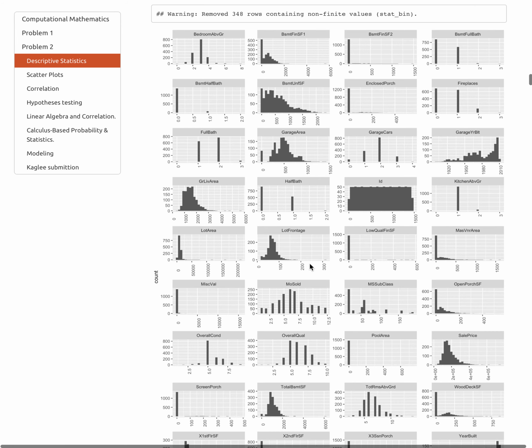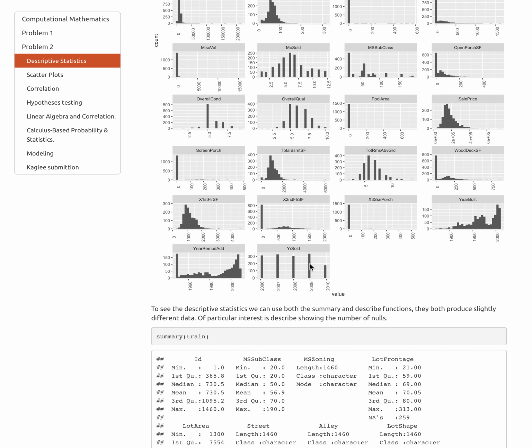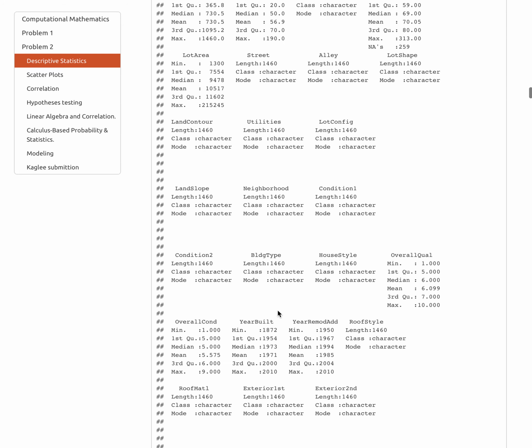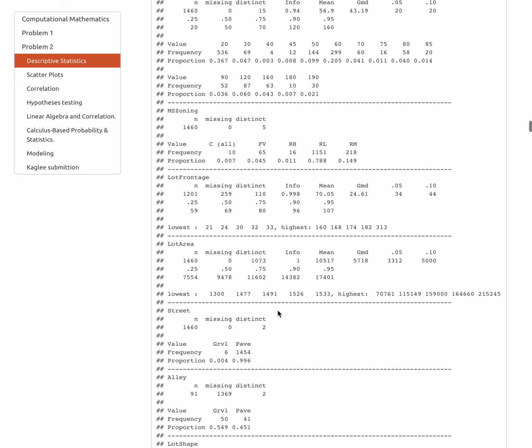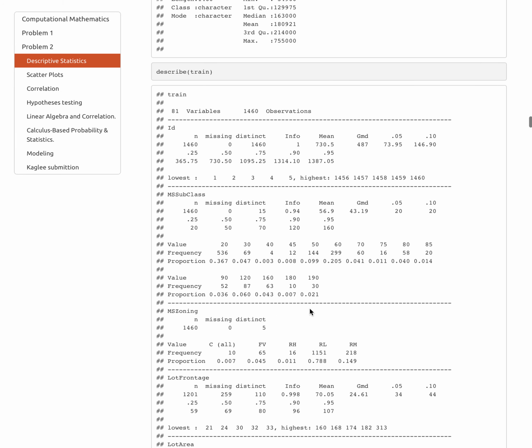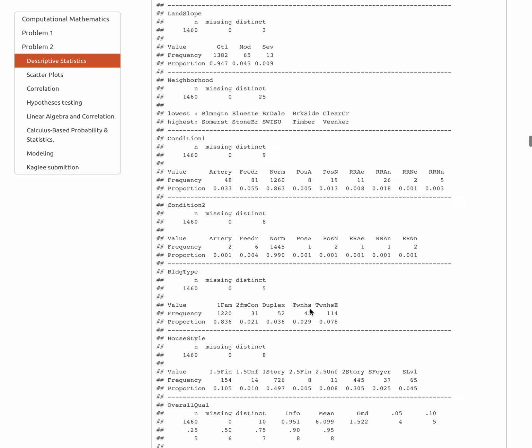To look at descriptive statistics, I actually used 2 different functions. First, I used the summary function on the data set. That gives us good means, medians, minimums, and maximums. But I also used a second summary function, and this one's pretty cool because it gives us an idea of nulls and missing data on all of the data sets.